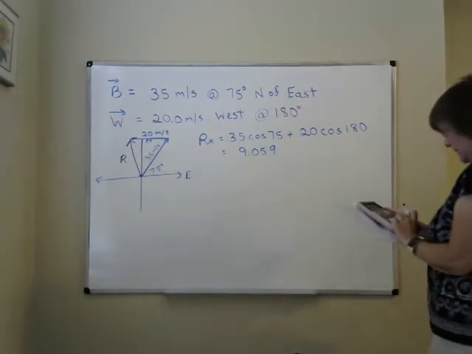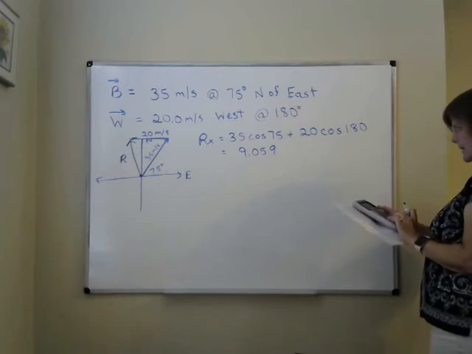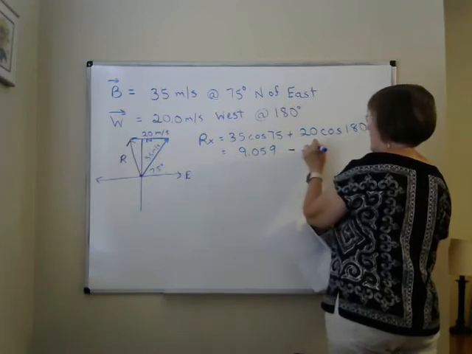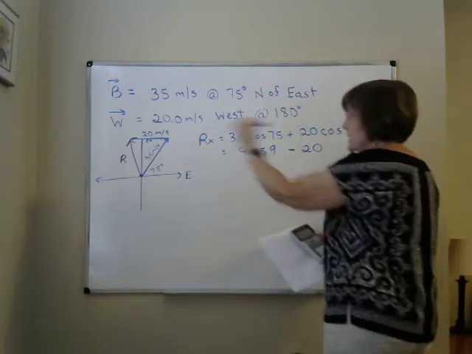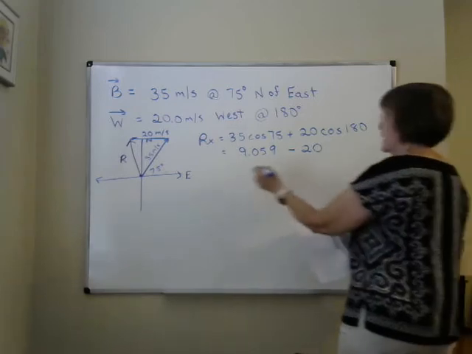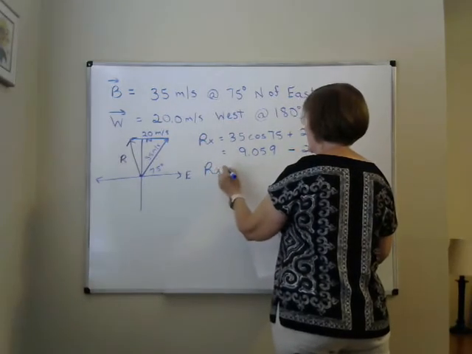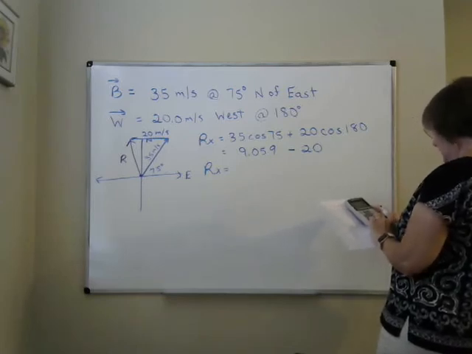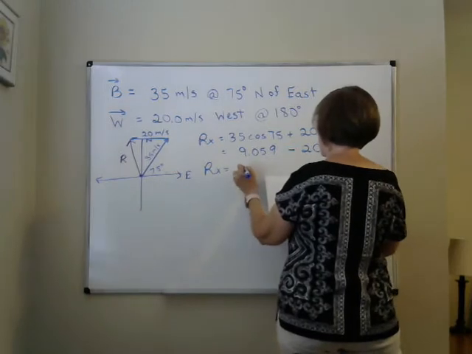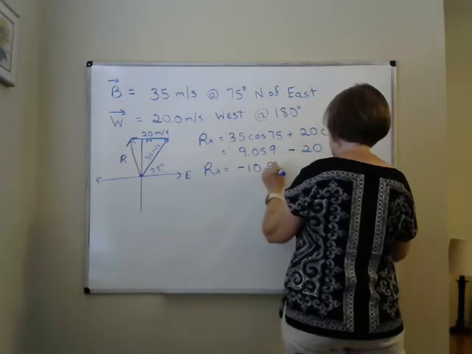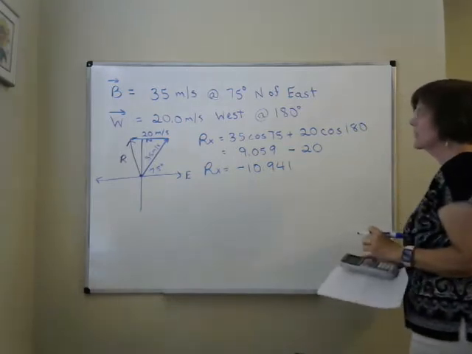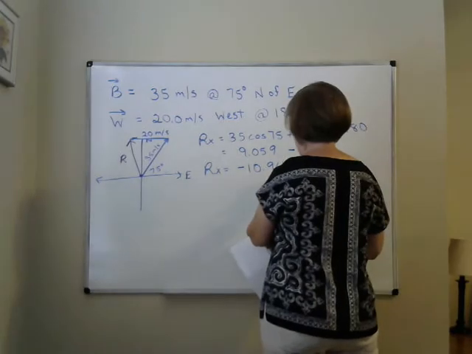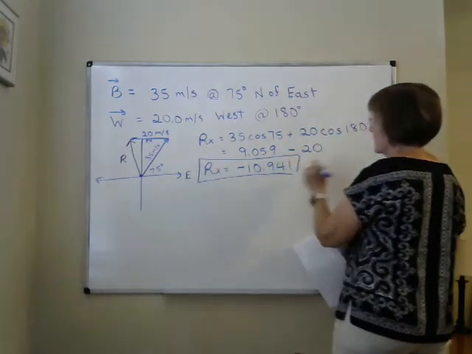If I do 20 cosine 180, I get negative 20. Well, that makes perfect sense because the wind is pointing in the negative direction. So what I end up seeing is that my x component is about negative 10.941. So I'm definitely going to be in quadrant 2. The x component's definitely going to be negative. Let's circle that. Let's box that in. We're going to need that.